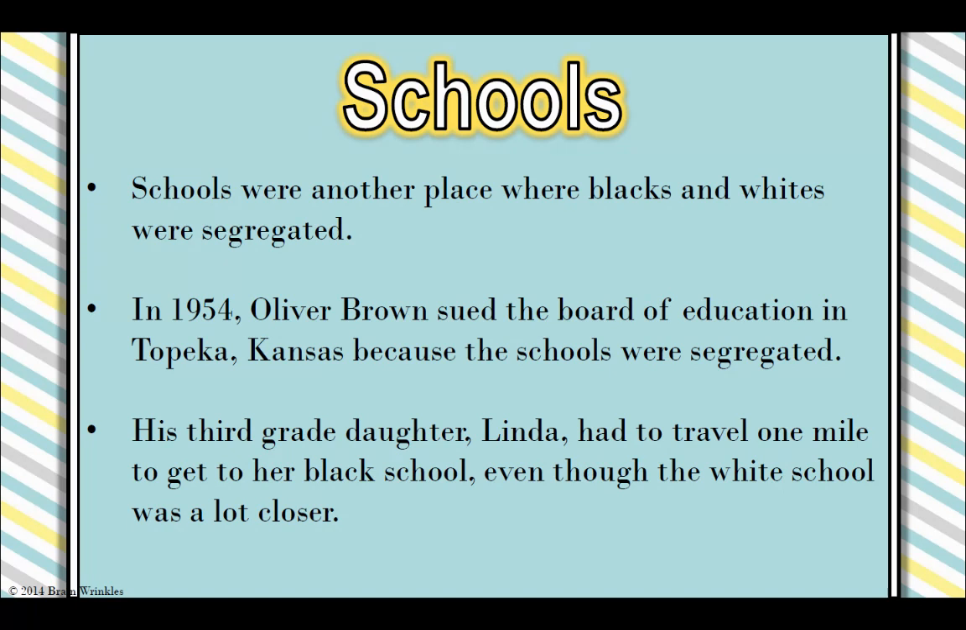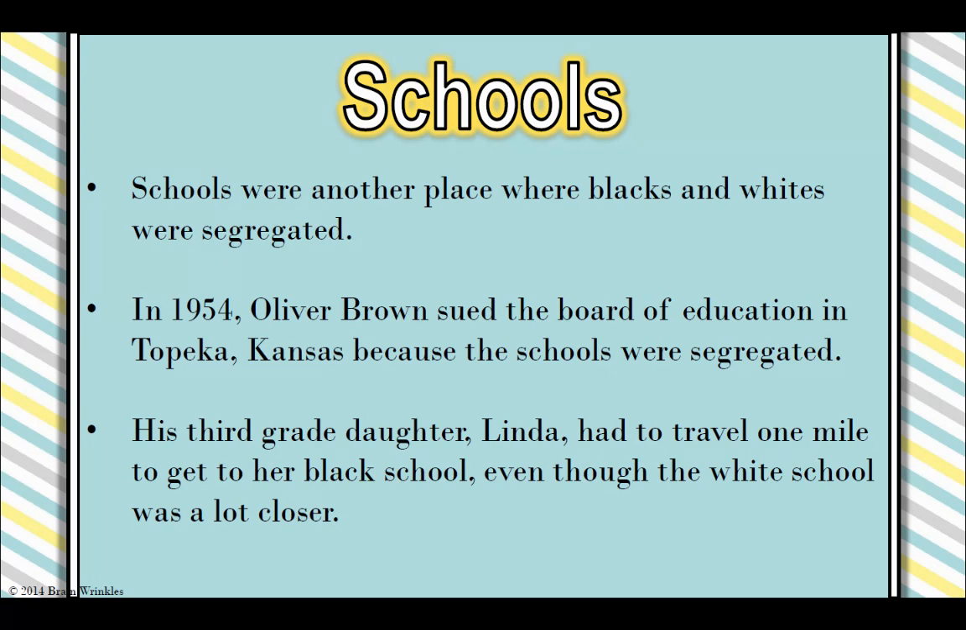So this guy goes into the Supreme Court. He sues the Board of Education and says schools should not be segregated. He is saying his 3rd grade daughter, Linda, had to travel 1 mile to get to her black school, even though the white school was so much closer. So she had to travel a huge distance in order to get to school when there was a white school right next door or right down the street. She had to walk all that way to get to their so-called black school. But the white school is right there.